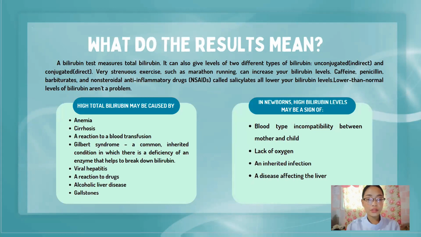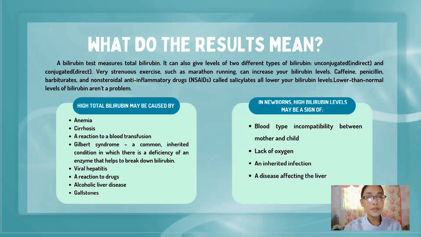What do the results mean? A bilirubin test measures total bilirubin. It can also give levels of two different types of bilirubin, unconjugated or indirect, and conjugated, direct. Very strenuous exercise such as marathon running can increase your bilirubin levels. Caffeine, penicillin, barbiturates, and non-steroidal anti-inflammatory drugs, NSAIDs, called salicylates, all lower your bilirubin levels. Lower than normal levels of bilirubin aren't a problem.